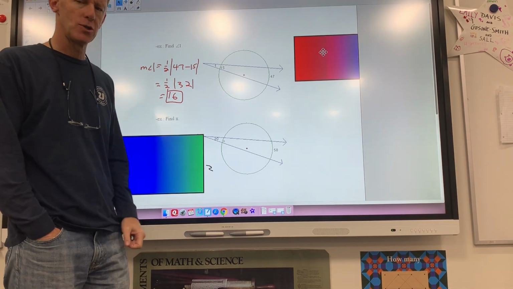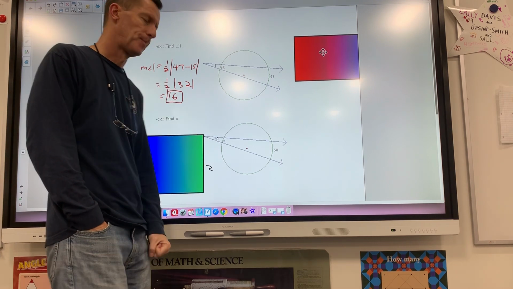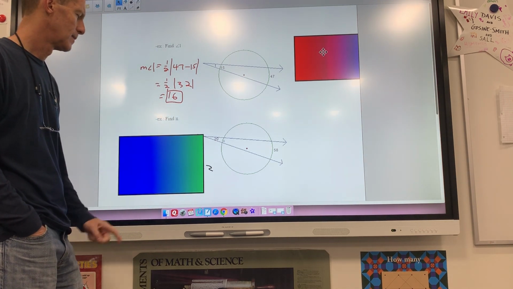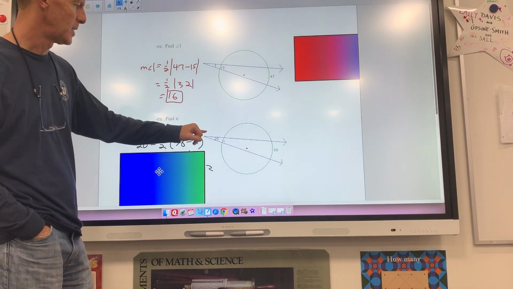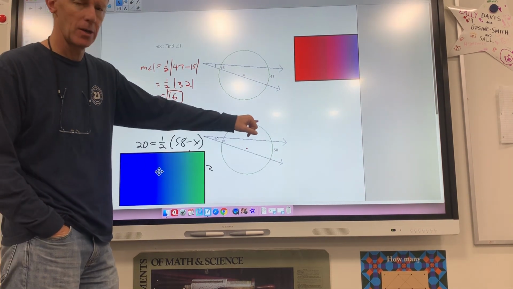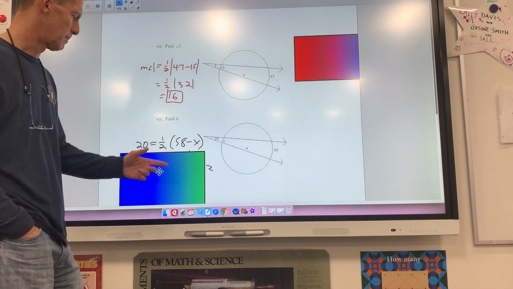Okay, this one's a little bit more challenging, give that one a shot. Here we have the measure of the angle. Think about what equation you can set up. Wouldn't it be 20 is equal to half of, if you take the bigger one, you don't really need the absolute value, 58 minus x? Then basically solve that.